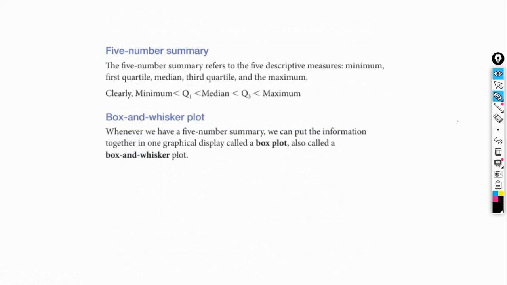So next we have the term 5-number summary, and that just refers to the 5 descriptive measures: minimum, first quartile, median, third quartile, and the maximum. So 1, 2, 3, 4, 5, the 5-number summary. Then we have a box and whisker plot. When we have the 5-number summary, you can put the information together in one graphical display called the box plot, also known as the box and whisker plot, which is what we're going to see next.